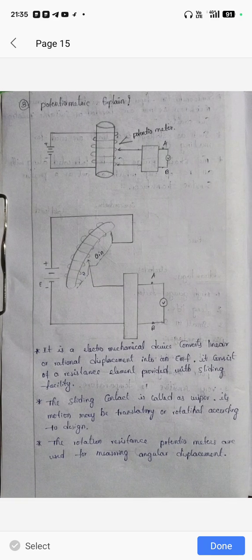Potentiometer, explain. It is an electromechanical device that converts linear or rotational displacement into an EMF. It consists of a resistance element provided with a sliding contact. The sliding contact is called the wiper. Its motion may be translational or rotational according to design. The rotational resistance potentiometers are used for measuring angular displacement.